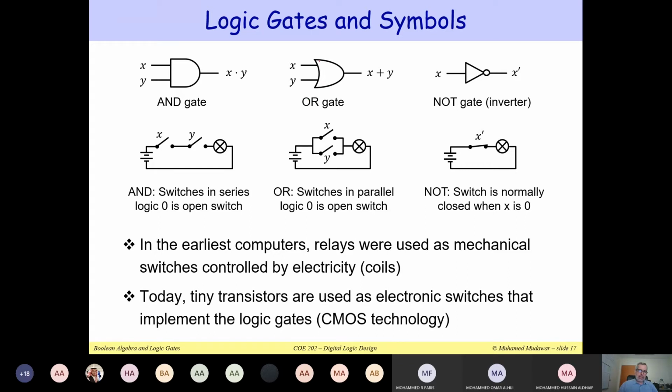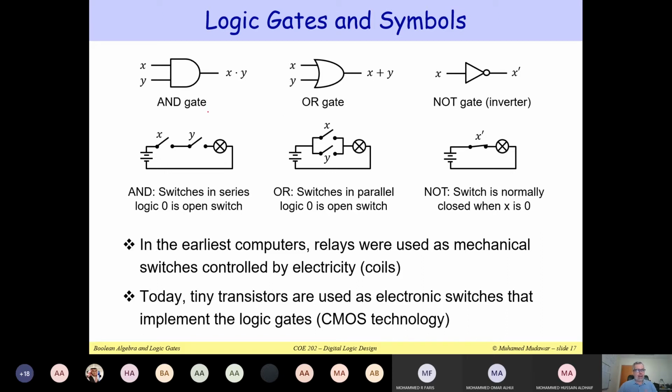So we also have an OR gate. It has two inputs, X, Y, and the output is X or Y. And I have a NOT gate, which is called an inverter. And this is the symbol of the NOT gate. It looks like a triangle, but there is a small circle or bubble appearing at its output. So this is what inverts the signal. So if the input is X, the output is X prime. So this is known as a NOT gate, or it's known as an inverter.